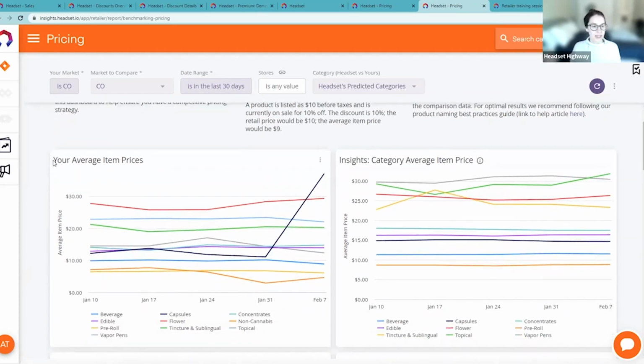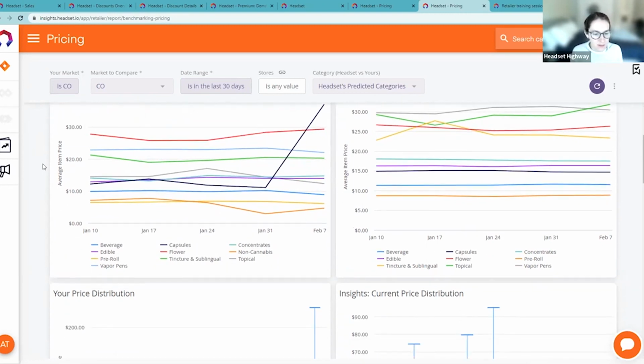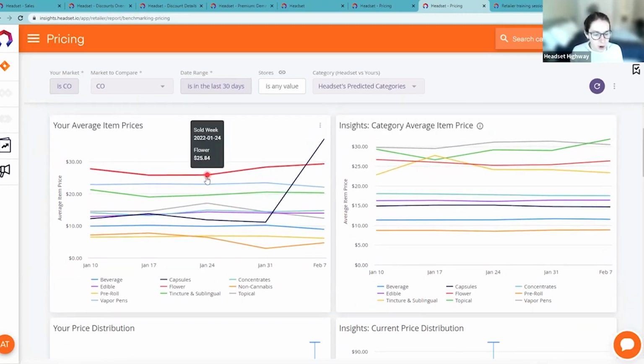Now within this pricing dashboard, it is going to be a lot of the same type of information, just visually displayed differently with a couple of different data points. So I'll walk you through kind of how we use this dashboard. Over here on the left is going to be your average item prices. So what my fake retailer average item prices are. What you can do is hover over any one of these dates here and see what your average item price is for any given category.